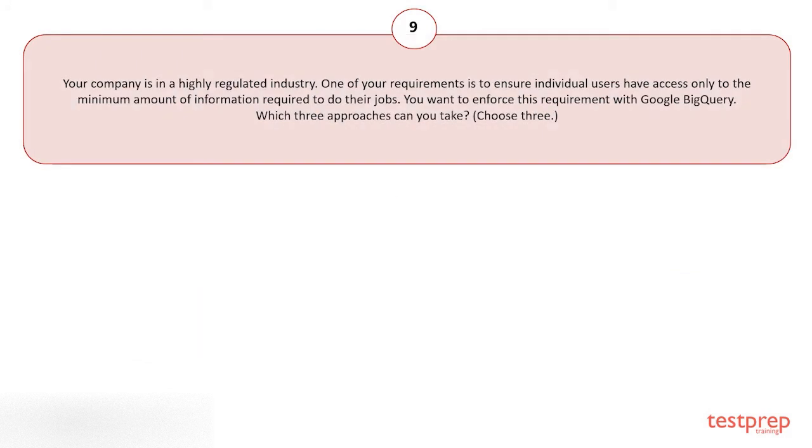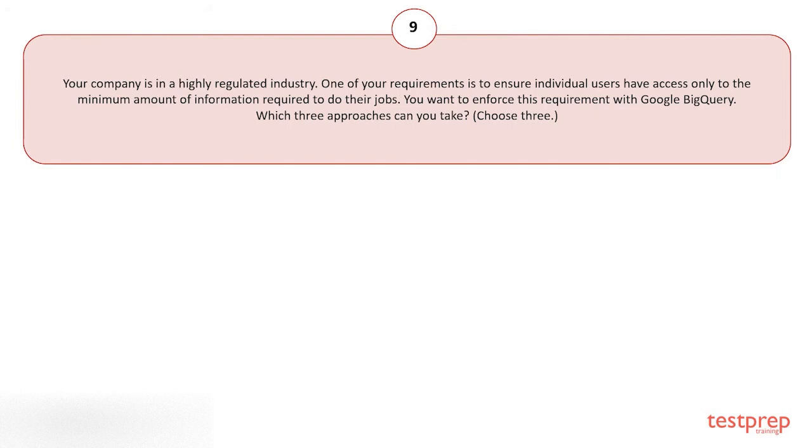Your company is in a highly regulated industry. One of your requirements is to ensure individual users have access only to the minimum amount of information required to do their jobs. You want to enforce this requirement with Google BigQuery. Which 3 approaches can you take? Choose 3.